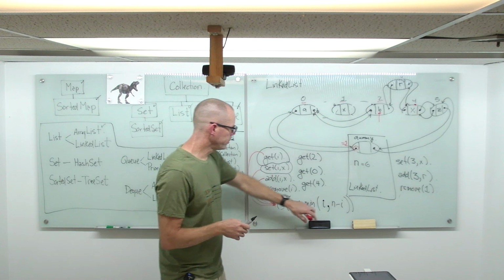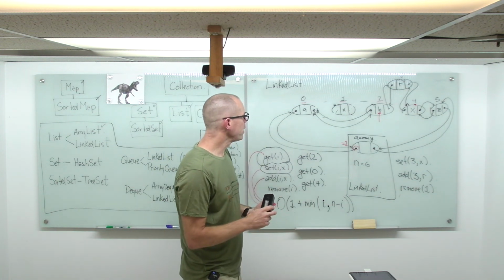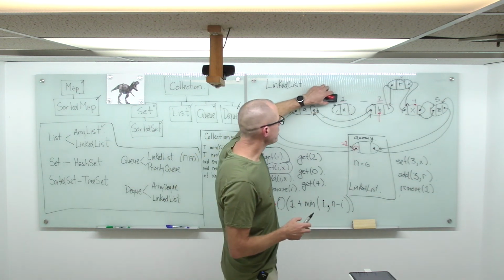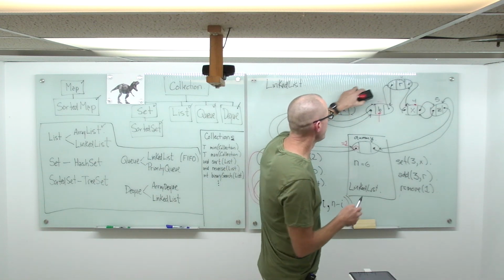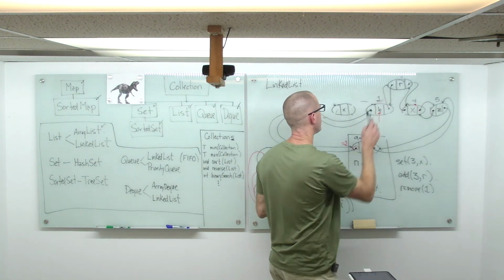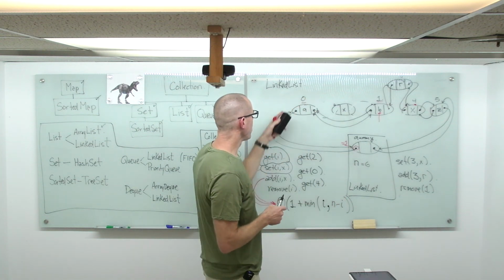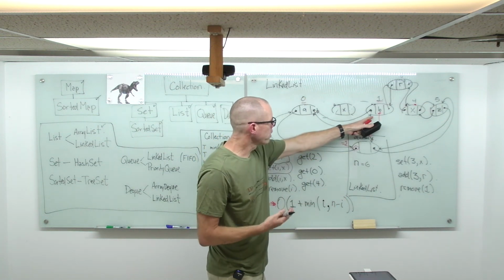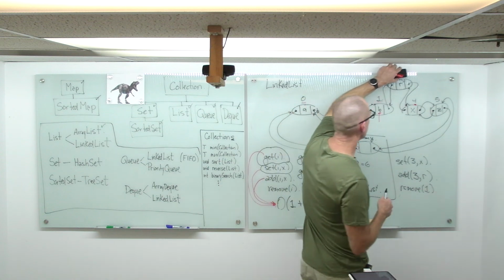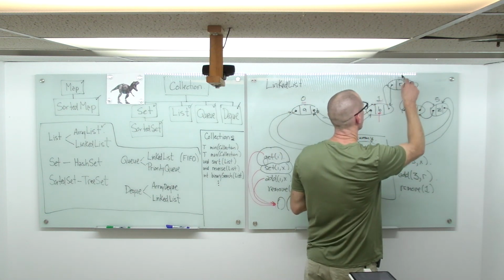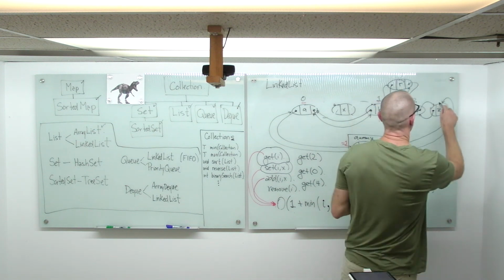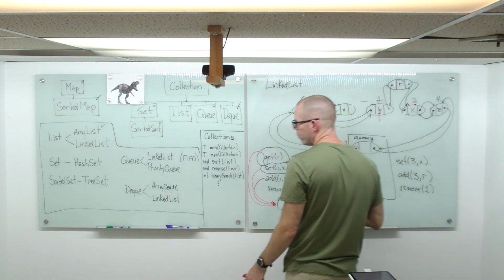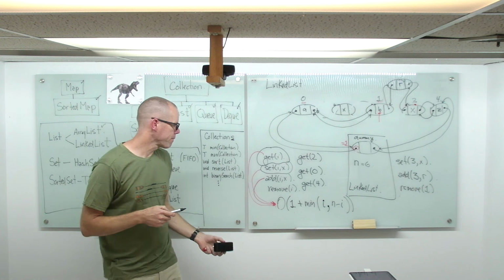And again, that implicitly changes the indices. This one is not in the list anymore. It doesn't even have an index. But the 2 now is at position 1, because if I take a step to 0 and then a step to this, I get to there. And this is position 2. This is position 3. And this is position 4.